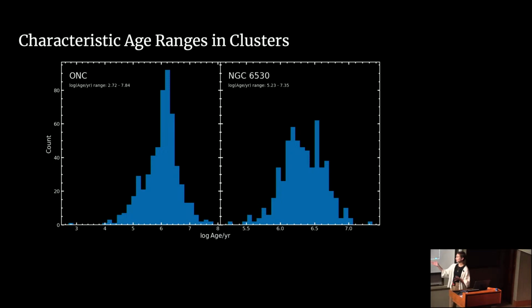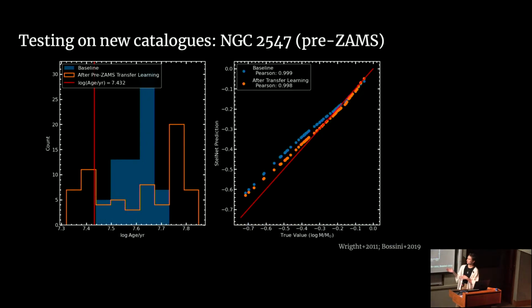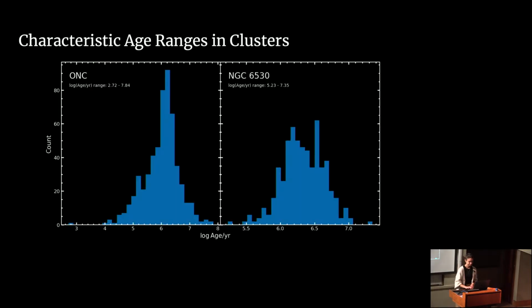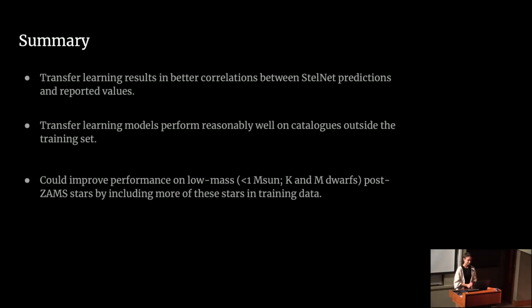So you can see for both of these that stars within a single cluster can have ages that vary over several orders of magnitude. So if we compare that to NGC 2547, where we had ages varying from 10^7.3 to 10^7.9, that now seems more reasonable, and StelNet is doing a good job.